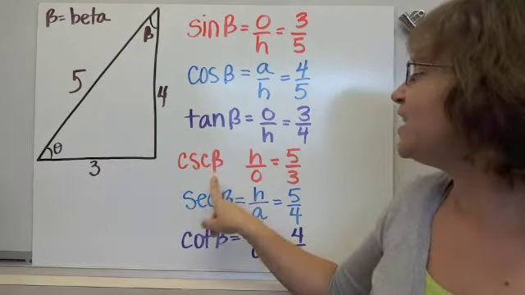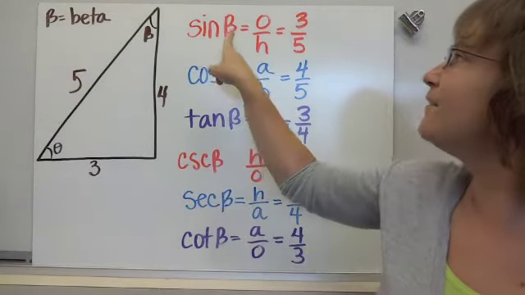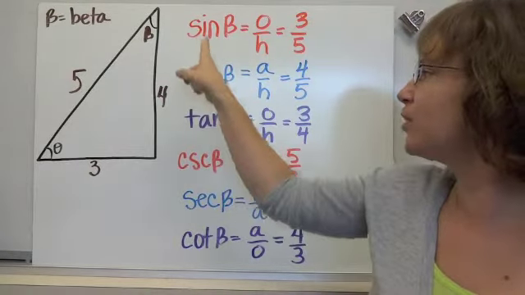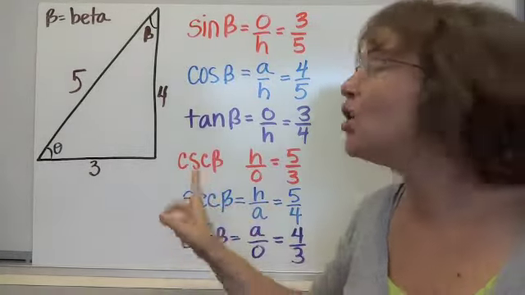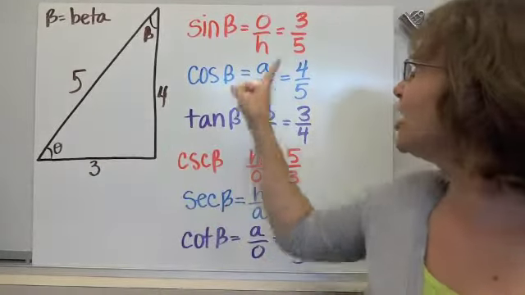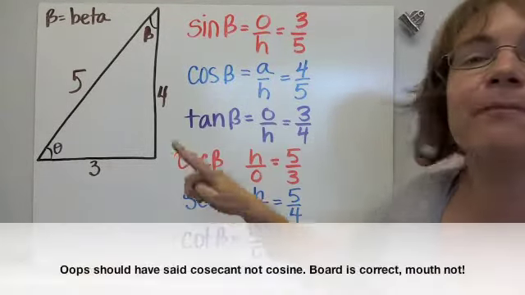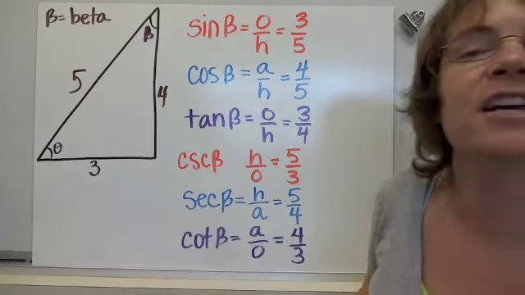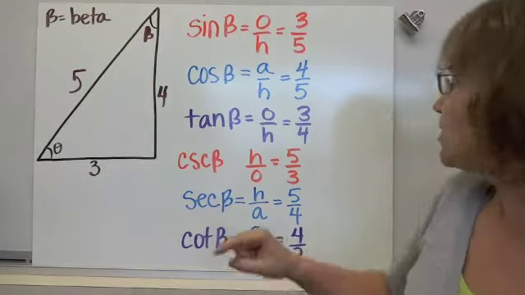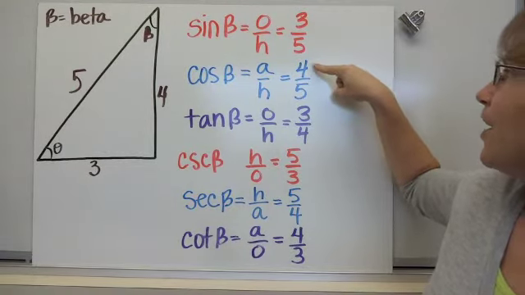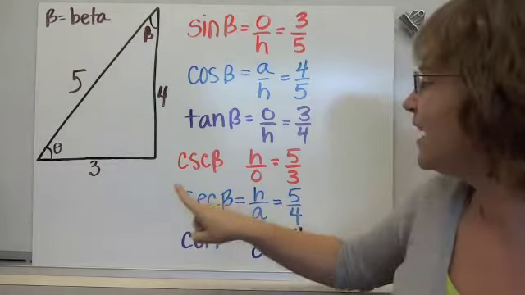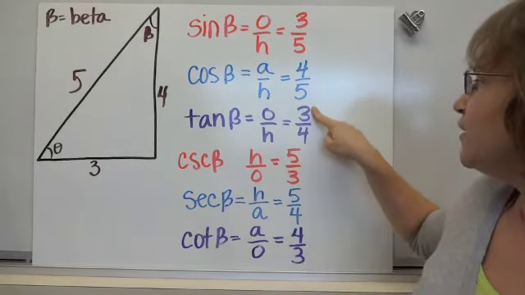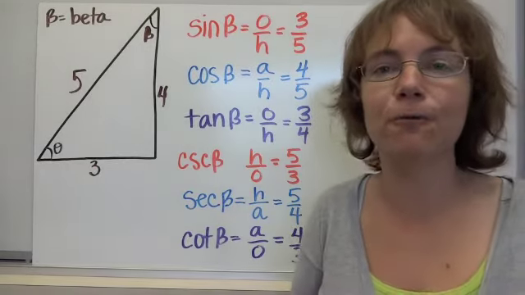Cosecant of beta is just the reciprocal of the sine of beta. So once I have these 3 trigonometric ratios, I can actually calculate these without looking at the triangle. I can just take the reciprocal. So cosecant of beta is going to be the reciprocal of 3/5, which is just 5/3. The secant of beta is going to be the reciprocal of 4/5, which is just 5/4. And the cotangent of beta is going to be the reciprocal of the tangent of beta. Tangent of beta is 3/4, so the reciprocal is 4/3.